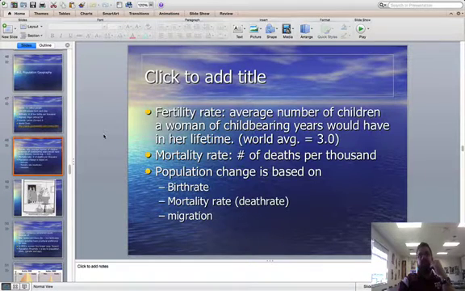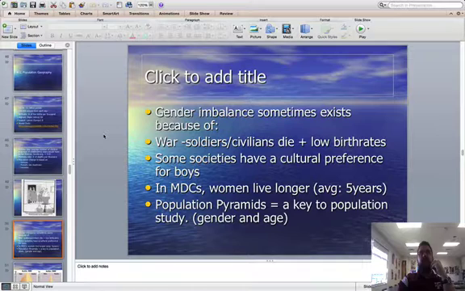The mortality rate is the number of deaths per 1,000 of the population. So to figure out how your population is changing in a country, you need to look at your birth rate, the mortality rate, and then migration. So the U.S., for example, we do not grow through birth rate, but we do grow through migration. So that's how we've increased the amount of people living here in the U.S., is purely through immigrants coming in.